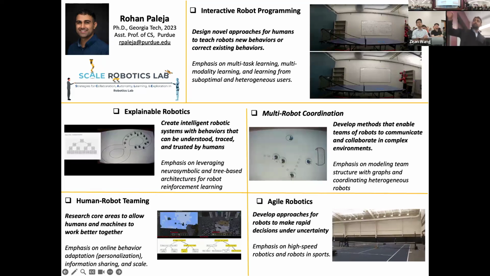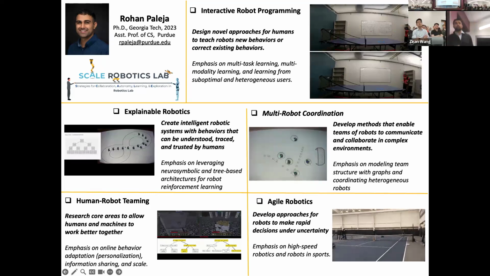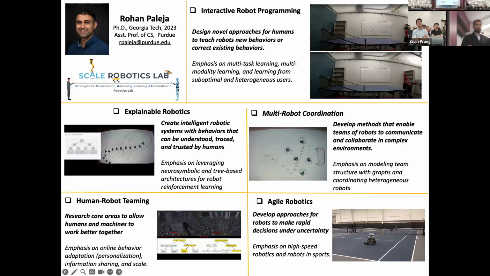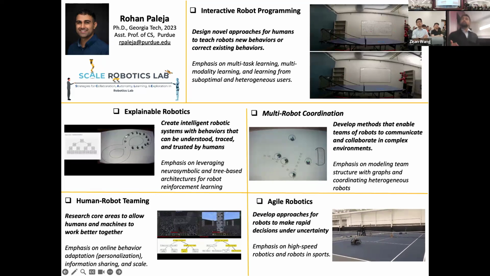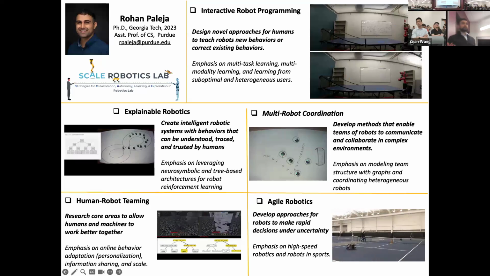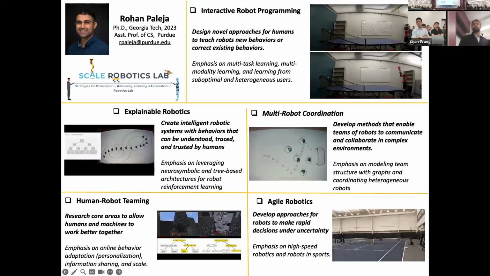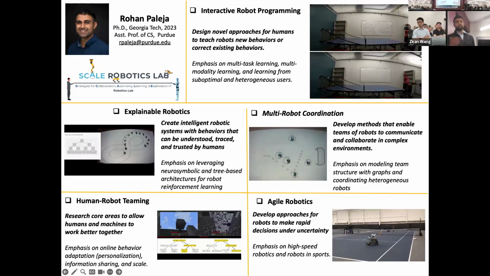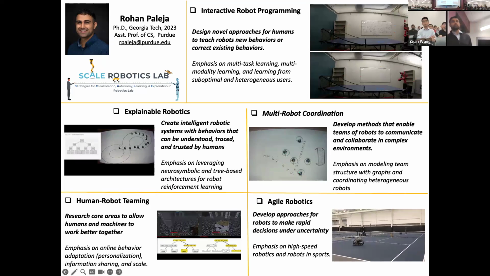And the research problems in this space that I'm focused on are multitask learning, so teaching a robot to do many things; multimodality learning, so allowing humans different modalities to communicate with a robot and teach it things; and then learning from suboptimal and heterogeneous users. So we shouldn't assume everyone interacting with a robot is a roboticist. We might have people who've never seen a robot before, people who can't physically move it, and other things.